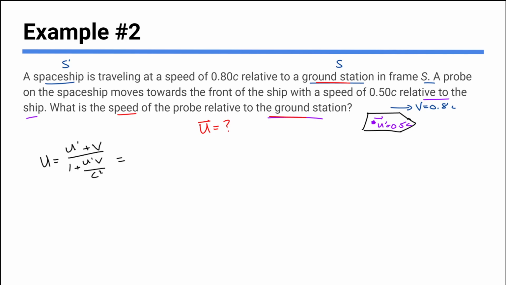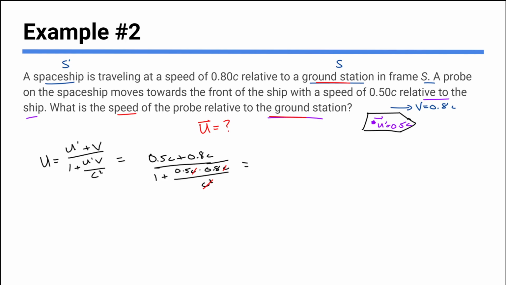Oh, fractions. All right, let's plug in numbers. u prime plus v: u prime is 0.5c plus v is 0.8c. They're like terms, so we can combine those. Over 1 plus u prime times v, so now I multiply these: 0.5c times 0.8c. Don't lose the c's, this is important. Over c squared. Good news, I don't have to plug in the speed of light because I have c times c up here over c squared. All that goes away, and I'm going to get an answer in terms of c.